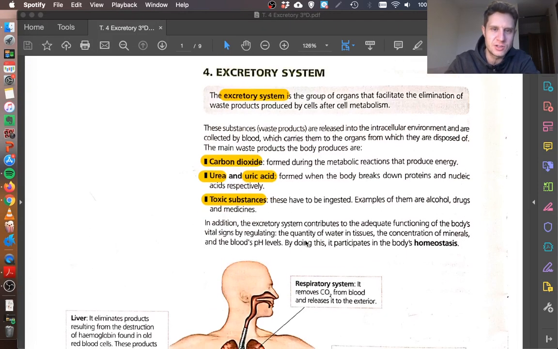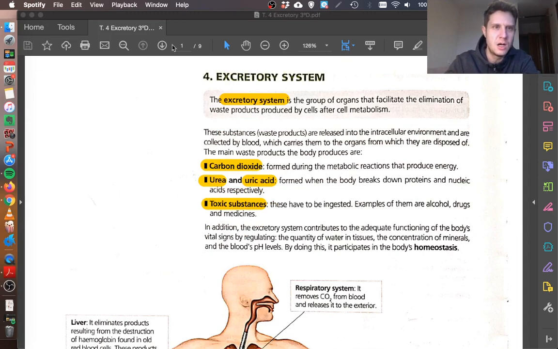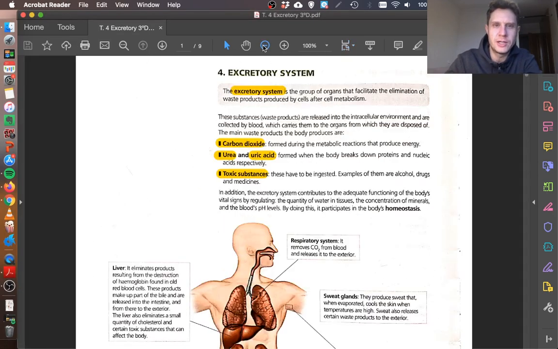Topic 4, excretory system. I will do it really fast. We have 9 pages of PDF. I'm going to show you the basics and the basic elements and the more important concepts you're going to learn.